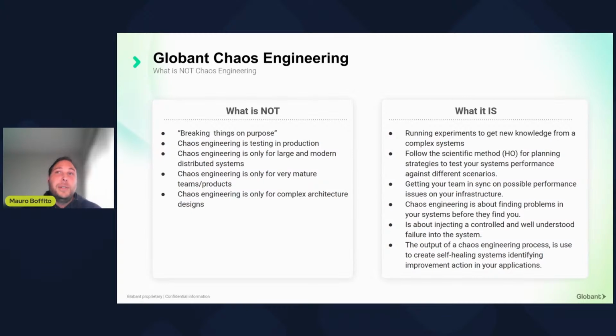What is chaos engineering? Chaos engineering is about finding problems in your system before they actually find you. It's about injecting a controlled and well-understood failure into your system. It's about using that output we got from injecting that controlled chaos to create a self-healing system to prevent future issues with our applications.